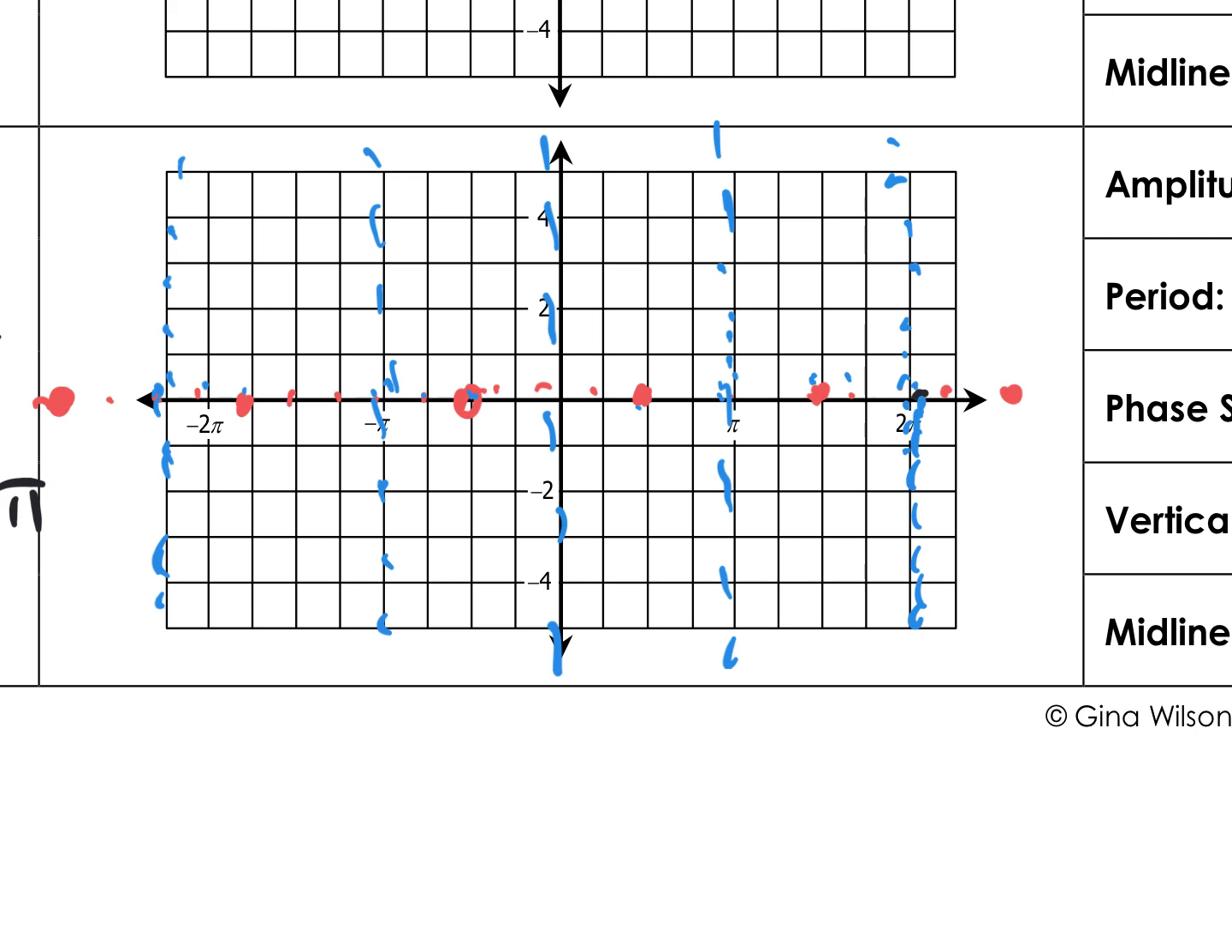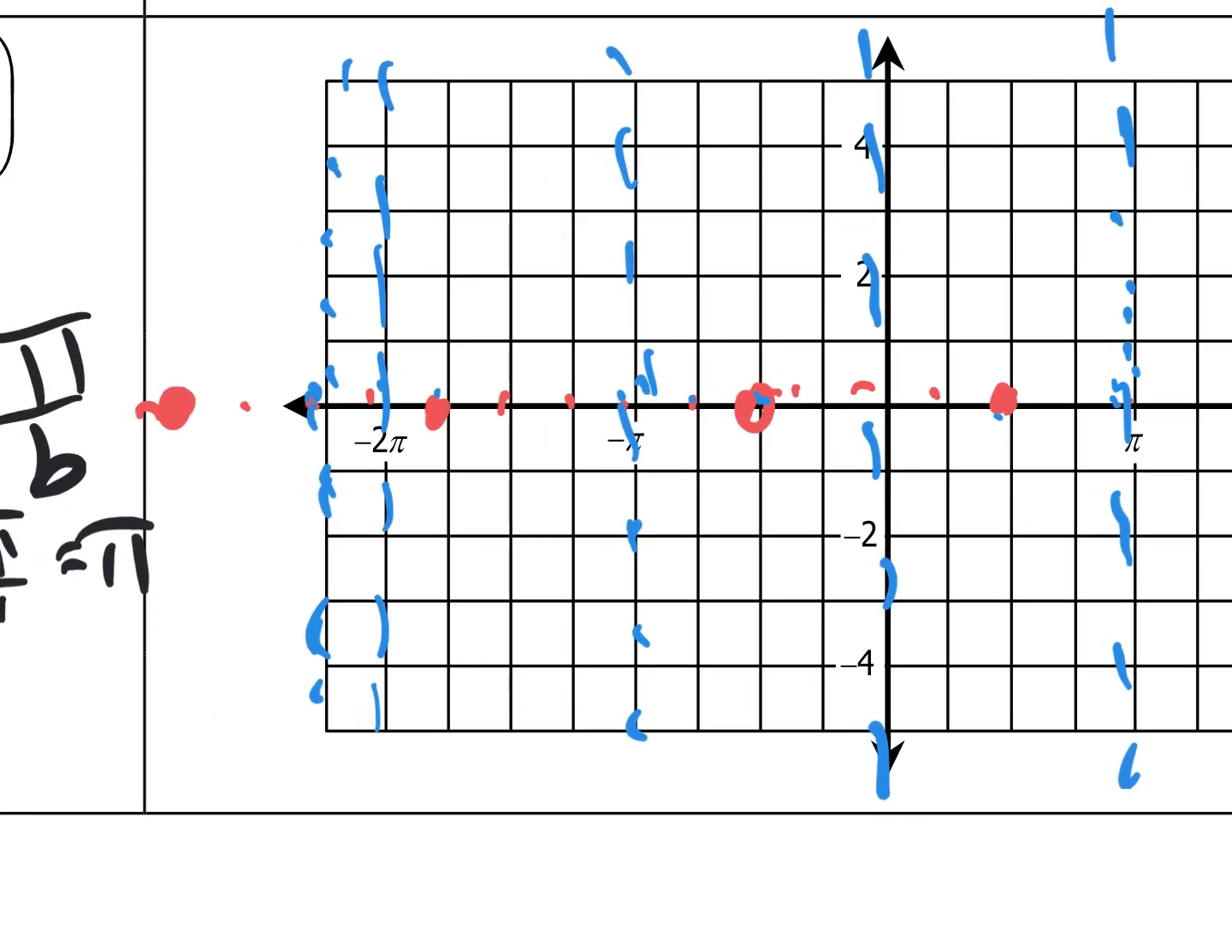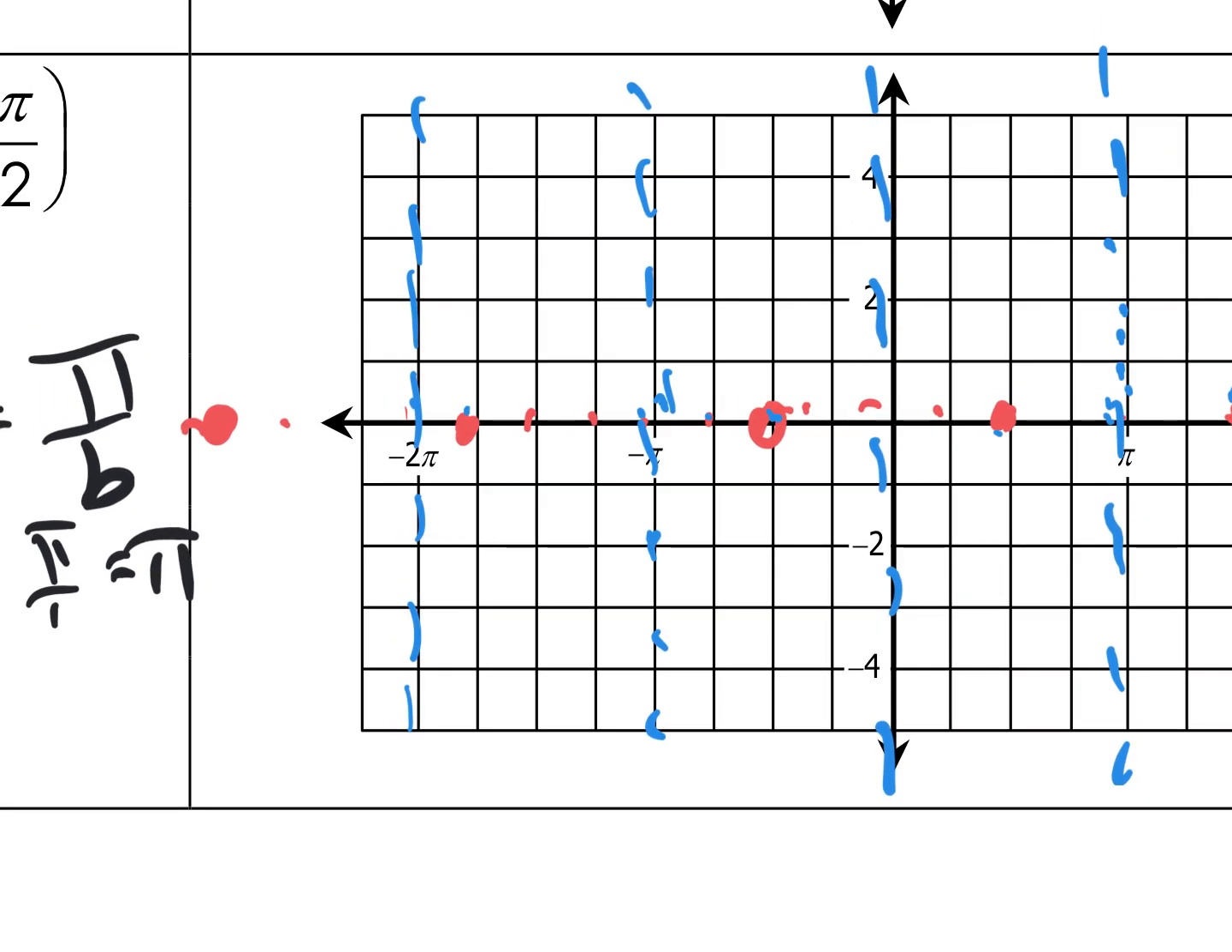Good point. Let me see. 1, 2, 3, 4. 1, 2, 3, 4. 1, 2, 3, 4. 1, 2, 3. Oh, yeah, I'm off. Good catch, Aiden. Very good. Is that dot off? Yes. The dot was off too. 1, 2. That was supposed to be here. All right. Thank you very much.